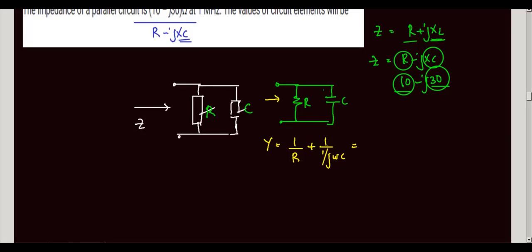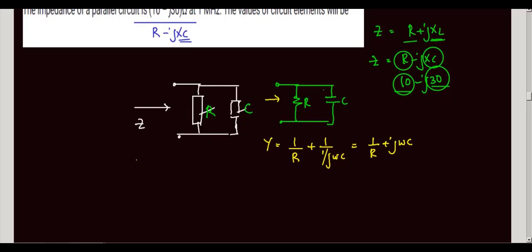Okay, so now direct r into 1 by j omega c. So the calculation will be a bit difficult. So 1 by r plus j omega c, 1 by r j omega c. Okay, this is the given.